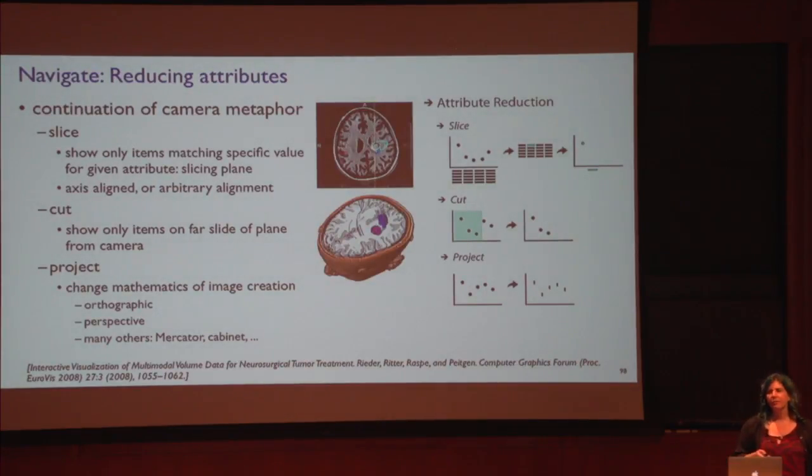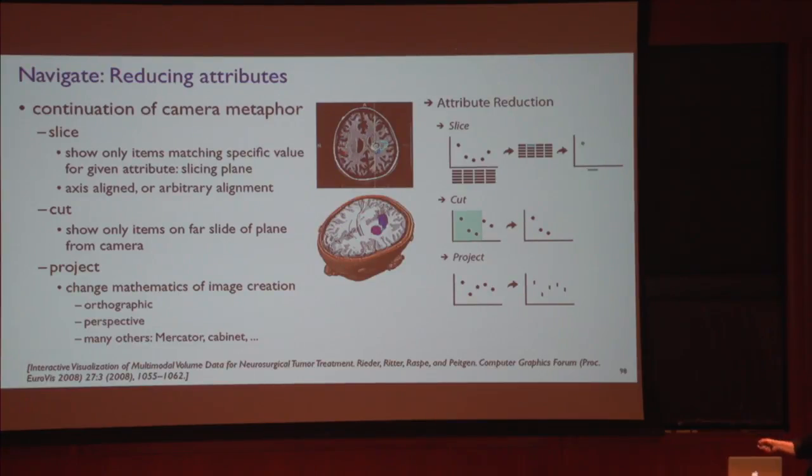So I mentioned this metaphor of a camera. This is particularly useful when you think about the combination of attributes in cameras. Because if you continue with this camera metaphor and you think, what could we do with, say, 3D or 4D or more data, then we can think about this metaphor of slicing and cutting and projecting.